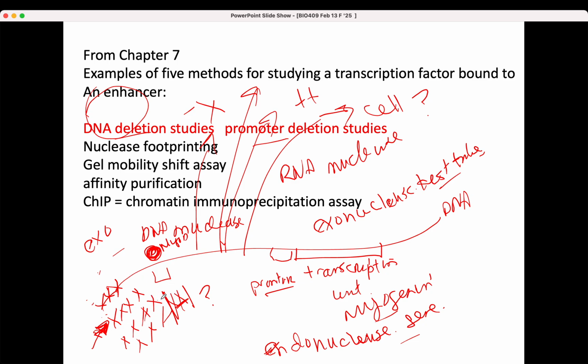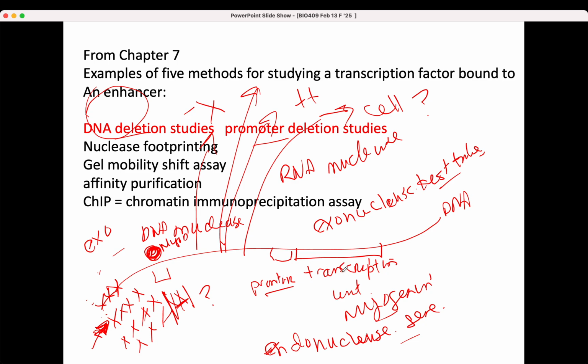And you just need to explain them. Each of these could be a 2-point question on a test. What is a DNA deletion study used for? Mapping enhancers. And how does it work? Use an exonuclease and chew in from the end, and just keep chewing until the target gene no longer works in a transcription assay. Okay, so that's the first one.